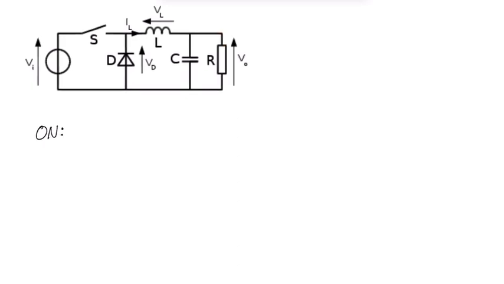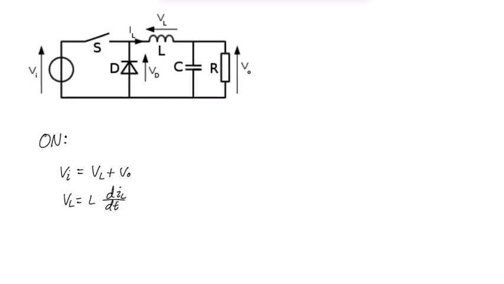So this would mean that VI equals VL plus VO, because you can just act as if this diode doesn't exist. So this would make sense because there is a voltage difference here, VO, and a voltage difference here, VL, right? And you know that VL equals L multiplied by the change of current in the inductor over the change of time.